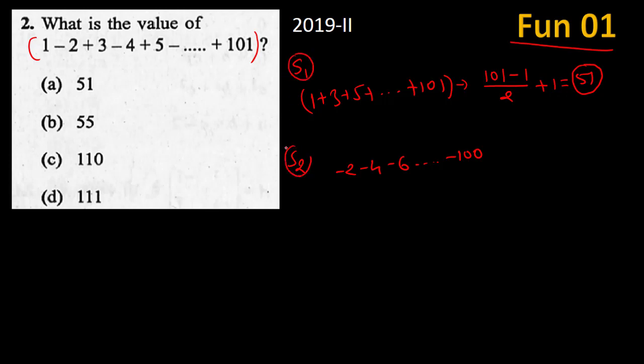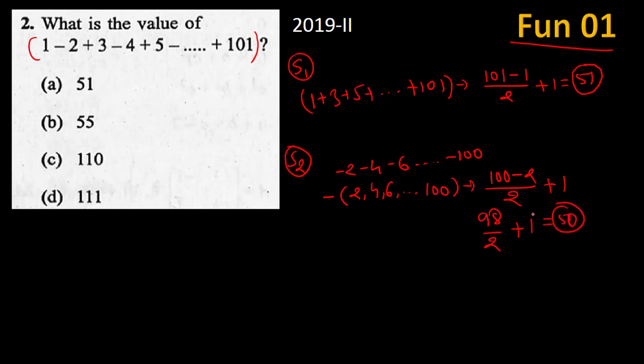Coming to the second series, minus 2 to minus 100. If I take minus common, I get 2, 4, 6, dot dot dot 100. This is an AP series. How many terms are there? The last term is 100, minus the first term 2, divided by the common difference 2, plus 1. So 98 by 2 plus 1, which means there are 50 terms in the second series.